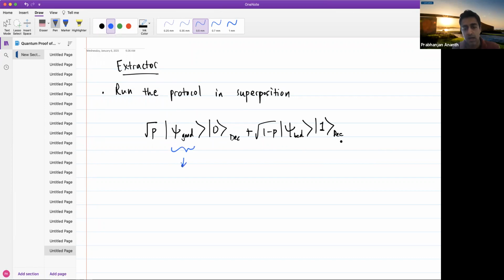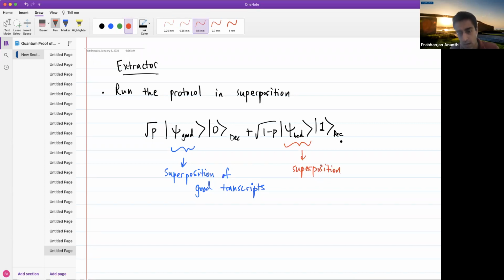So psi good is a superposition of all the good transcripts. This state doesn't just contain the transcript, it also contains the private state of the prover. But yes, it's the private state of the prover and a superposition over all the good transcripts. And this is a superposition over bad transcripts.